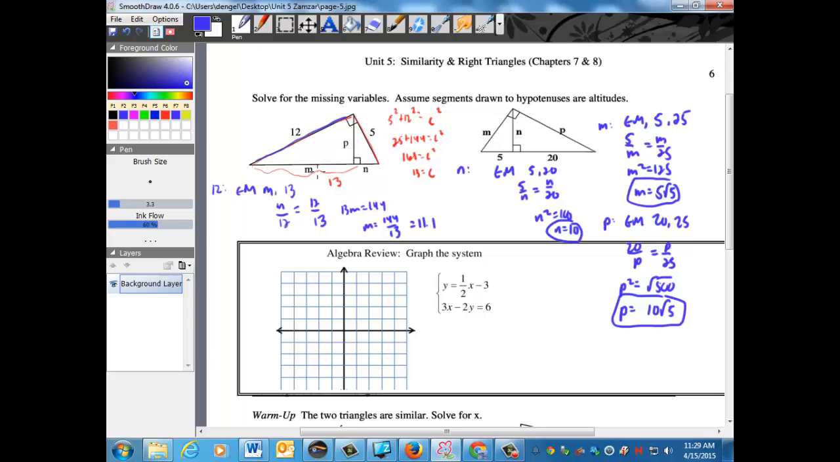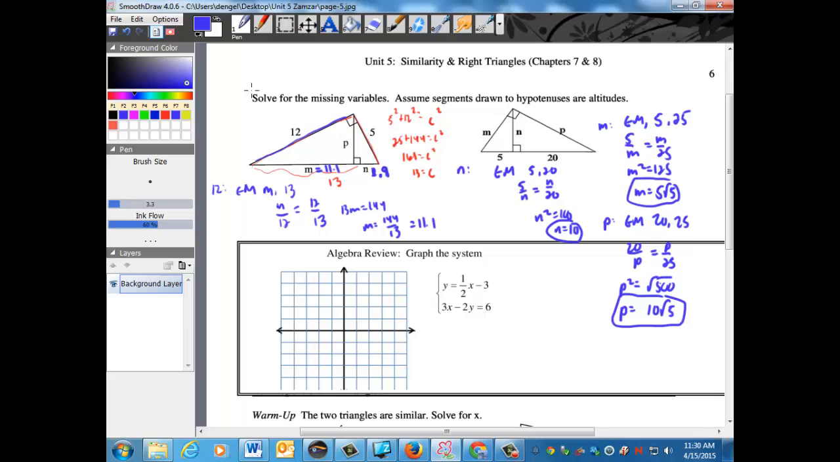Alright, well, if m is 11.1 and you add up m and n and it equals 13, we know that n would have to be 2.9. Actually, check that. n would be 1.9, right? 1.9. There we go. Because 1.9 plus 11.1 would give us 13.